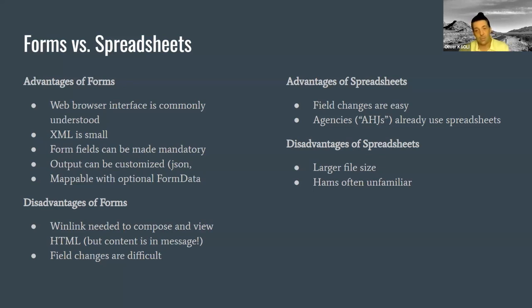There are disadvantages. They are larger in file size. They can be quite large. And hams are often unfamiliar with spreadsheets. Many hams have had very successful careers in their lives without ever having to touch a spreadsheet. So you need to work with them and get them familiarized. Very often I find it's very easy to tell people, hey, listen, if you can handle an ICOM 7300, a spreadsheet should be super easy, all right?